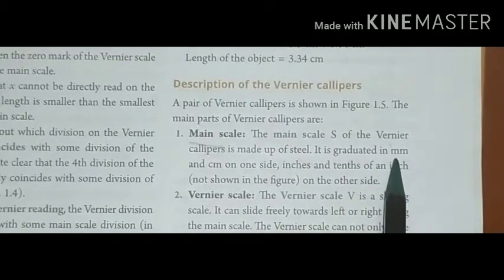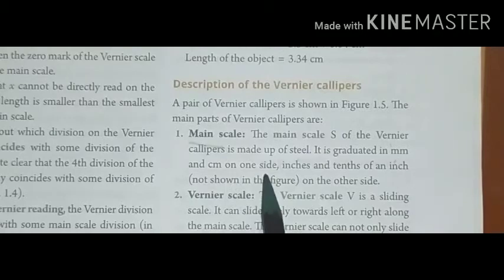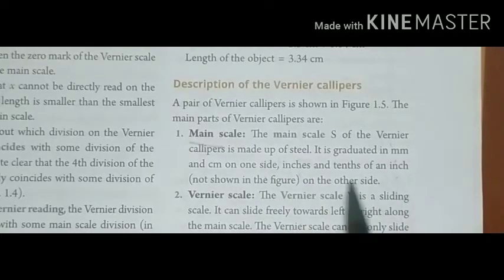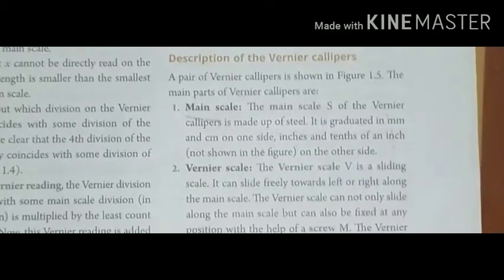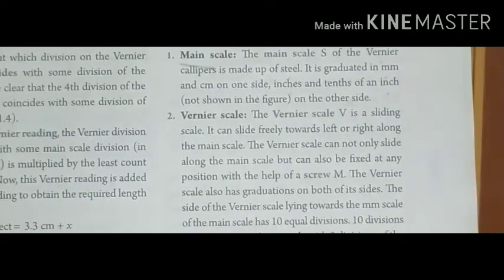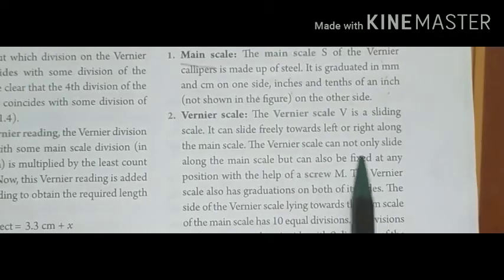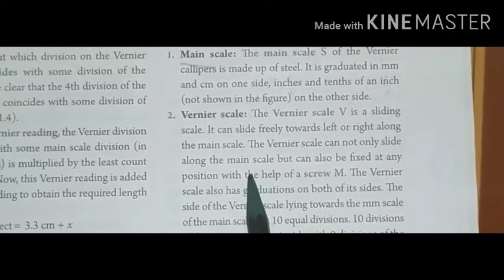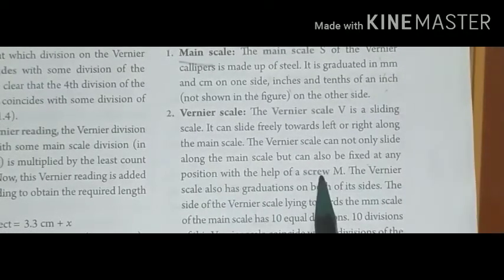It is graduated in millimeter or centimeter on one side, inches and tenth of an inch on the other side. Vernier scale: it is a sliding scale. It can slide freely from left to right on the main scale. It cannot slide along the main scale, but can be fixed at any position with the help of a screw.